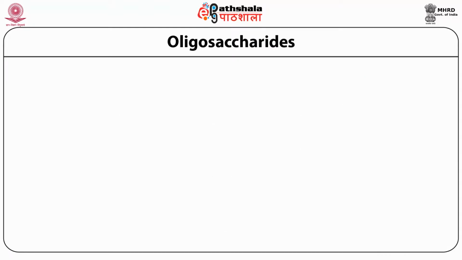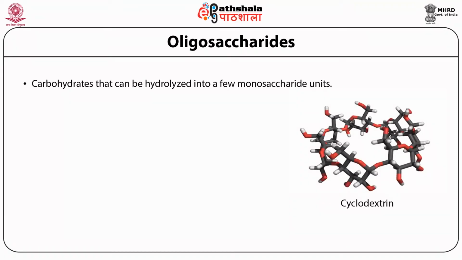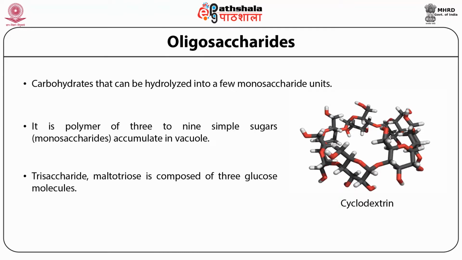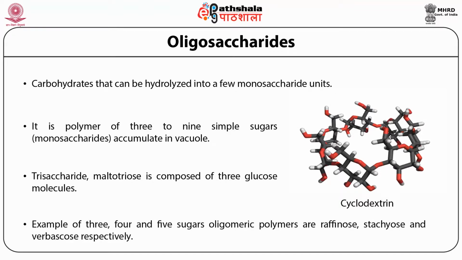Well, in the second group, oligosaccharides are also kept. Carbohydrates which can hydrolyze into a few monosaccharides are oligosaccharides. Generally, they are composed of 3 to 9 simple sugars. Among trisaccharides, maltotriose is composed of 3 glucose molecules. Examples of 3, 4, 5 sugar oligomeric polymers are raffinose, stachyose and verbascose respectively. They play a very important role in cell-cell recognition and signal transduction and many more.